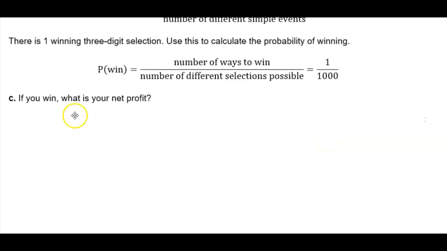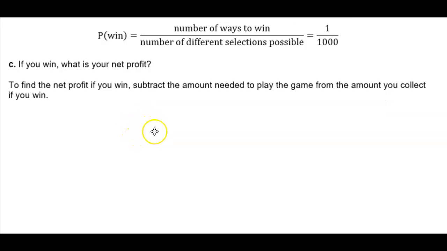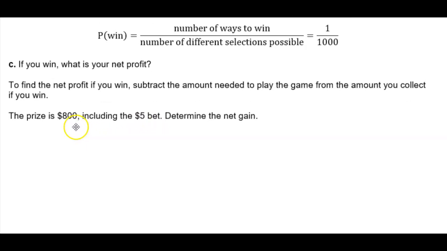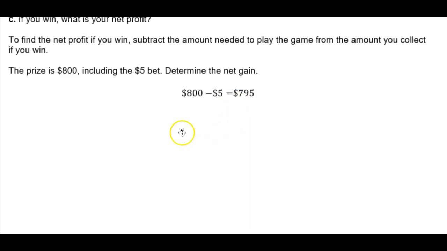In part C, if you win, what is your net profit? Now, to find the net profit, if you win, you subtract the amount needed to play the game from the amount you collect if you win. Now, the prize is $800, including the $5 bet. So let's determine the net gain. Well, if the prize is $800 and you put a $5 bet, you need to subtract that $5 from the $800. So 800 minus $5 gives us $795. So therefore, the net gain would be $795.